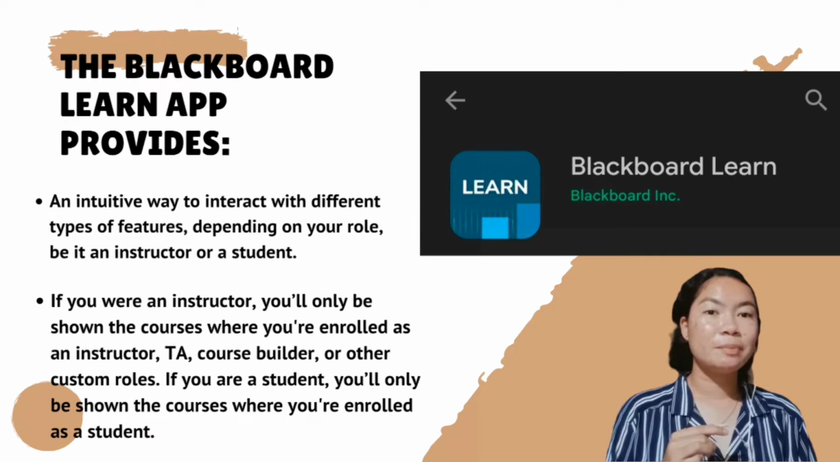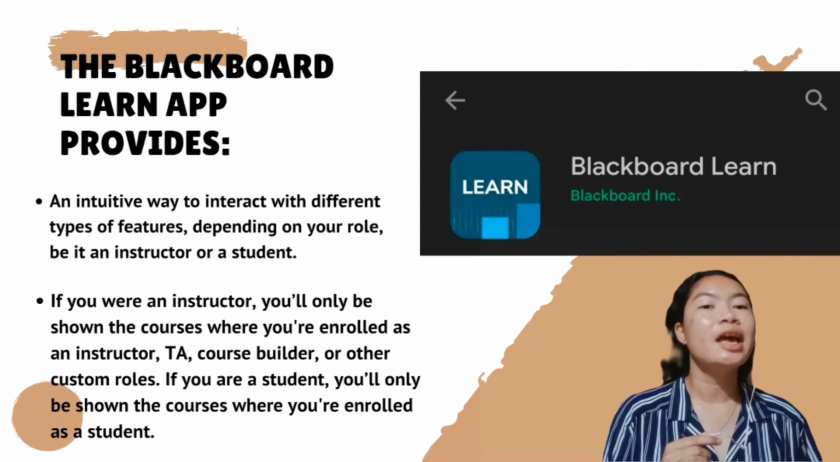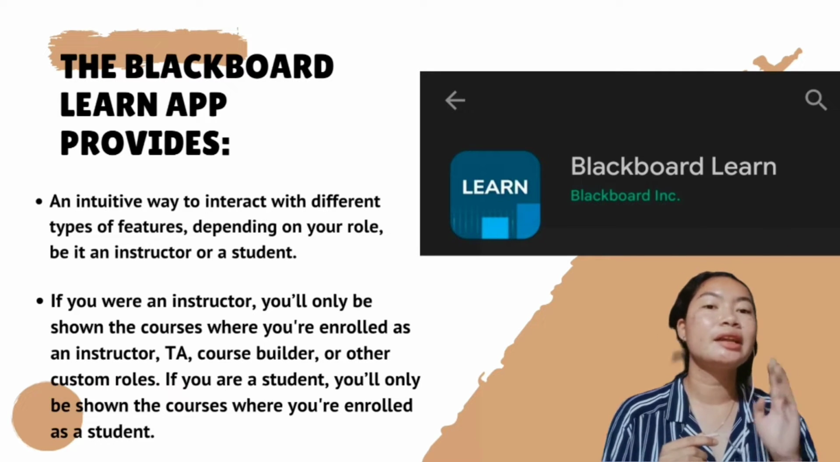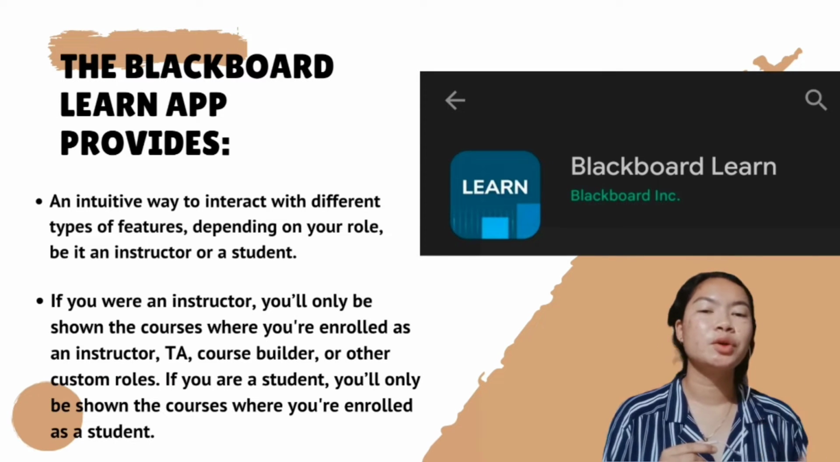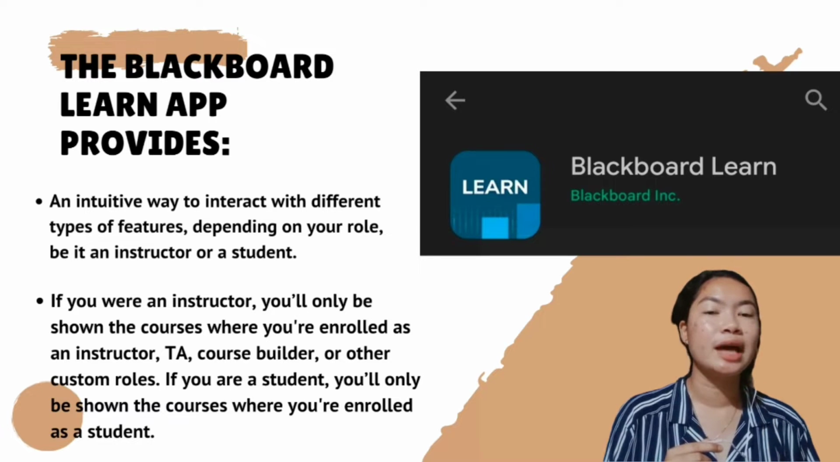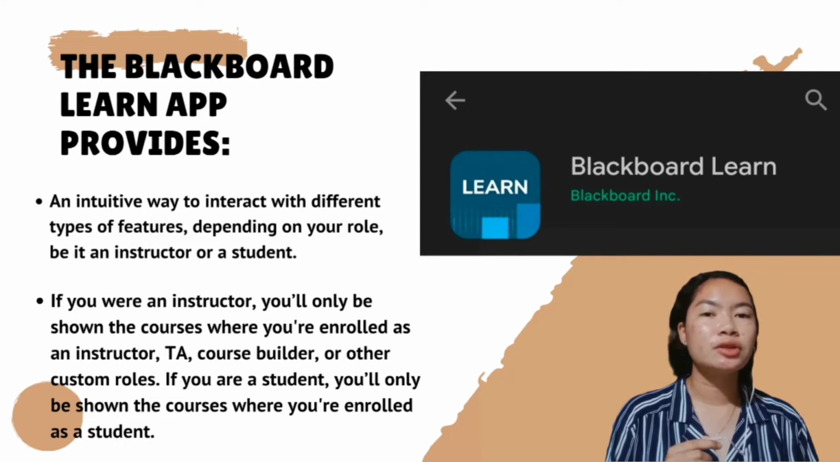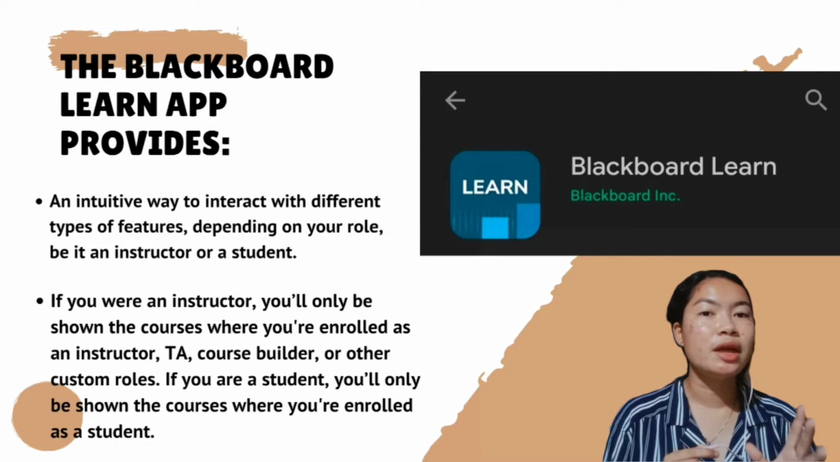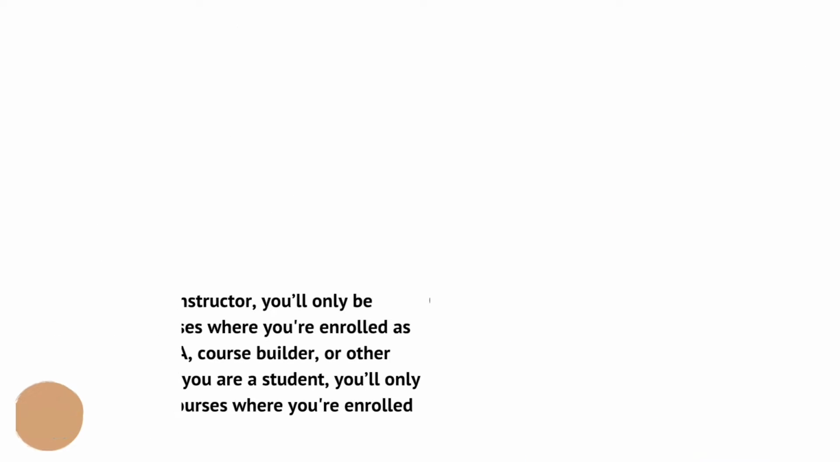The Blackboard Learn app provides an intuitive way to interact with different types of features depending on your role, be it an instructor or a student. If you are an instructor, you'll be shown the courses where you are enrolled as an instructor, TA, course builder, or other custom roles. If you are a student, you'll only be shown the courses where you are enrolled as a student.